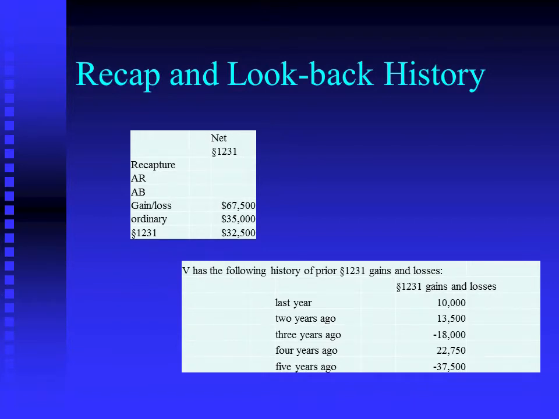You want to start at the oldest year back, right? And you want to work your way forward. So you can see here we have various losses and gains. And so now we need to apply the look back rule to determine what our ultimate answer is when we ask how much of the 32,500 is ordinary and how much is a long-term capital gain.